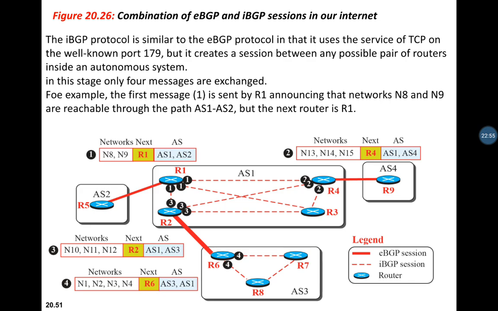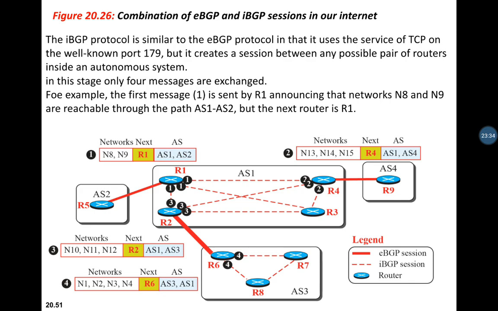Here, if an autonomous system has only one router, there cannot be an iBGP session. Inside AS2 and AS4, we cannot create an iBGP session because there is only one router. And if there are n routers, there should be n into n minus 1 divided by 2 iBGP sessions. So if there are 3 routers, it is 3 iBGP sessions, 3 into 2 divided by 2. In case there are 4 routers, it is 4 into 3 divided by 2, 6 iBGP sessions.